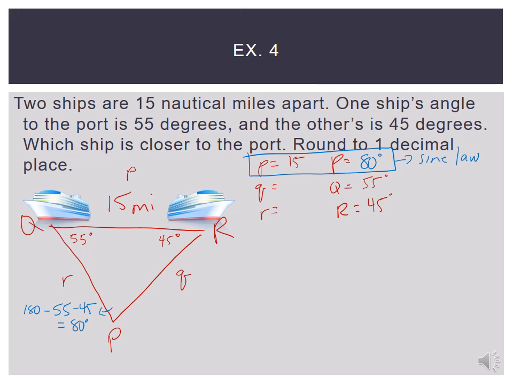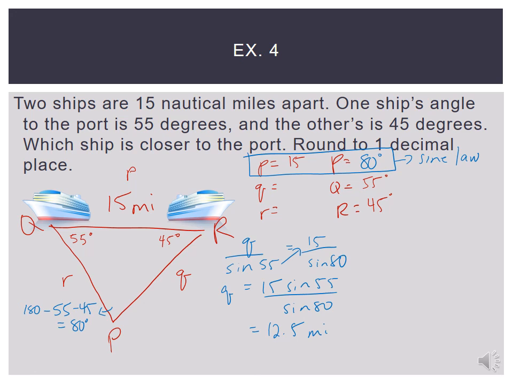So let's start out by finding side Q. So Q over, and I'm going to stop writing the full formula, it would be sine Q, which is 55. And then what goes on the other side of the equal sign is the letter that you have complete. 15 over sine 80. Cross multiply. Q equals 15 sine 55 over sine 80. Type in your calculator: 15 sine 55 divided by sine 80. And to 1 decimal place, 12.5 nautical miles.